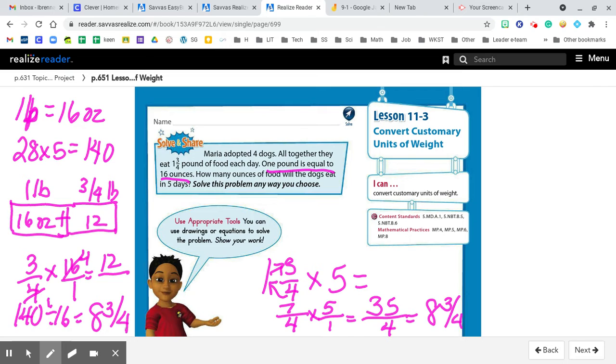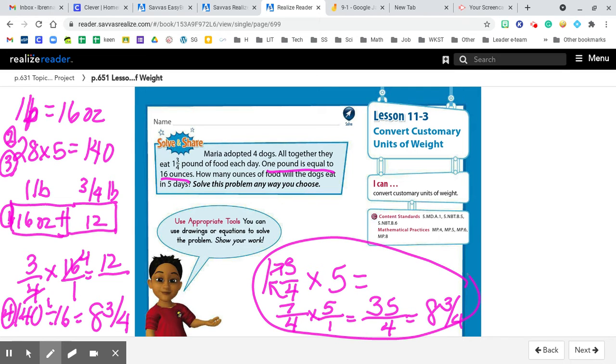So that would be step 1. Step 2 was I added them. Step 3, I multiplied by 5. And step 4, I divided by 16. The first way I showed you is a little easier.